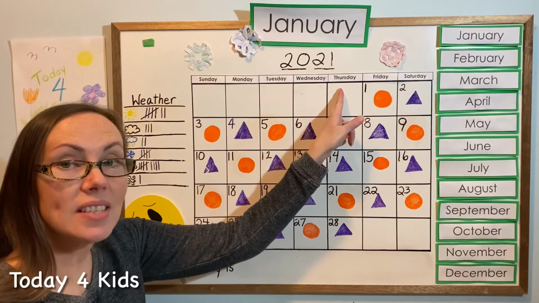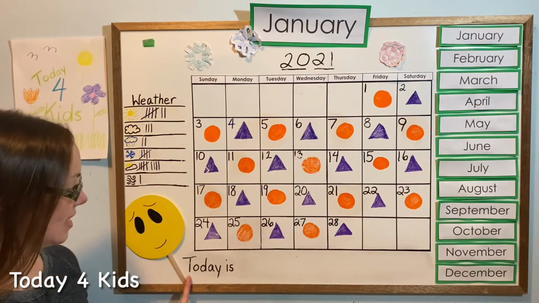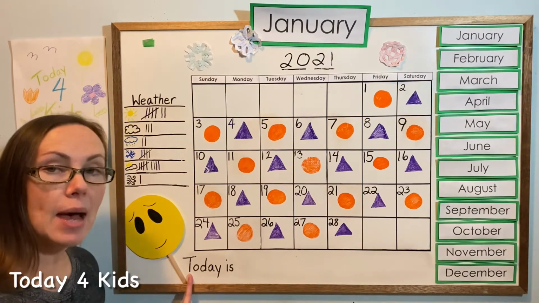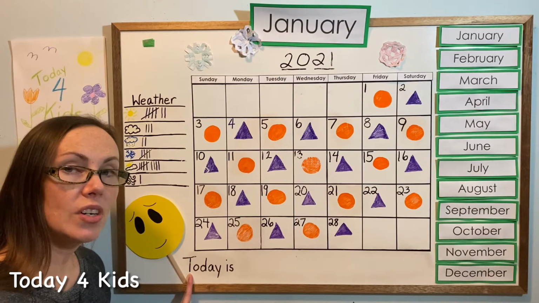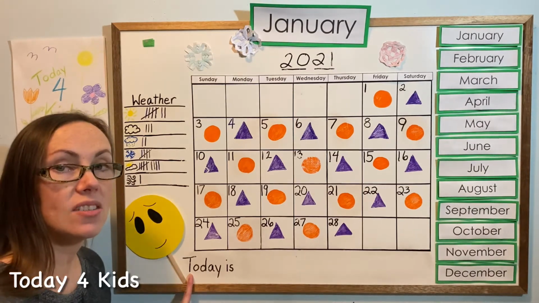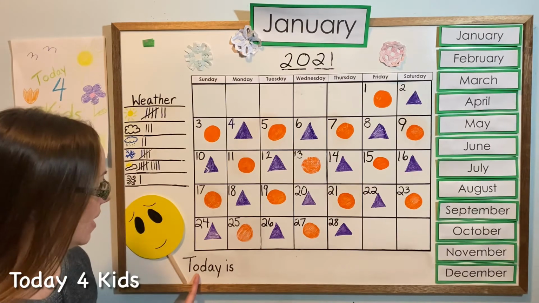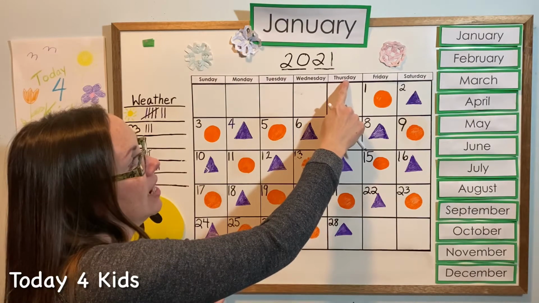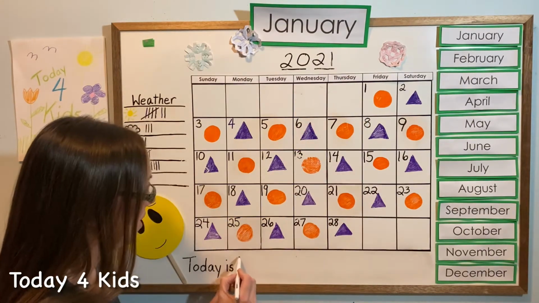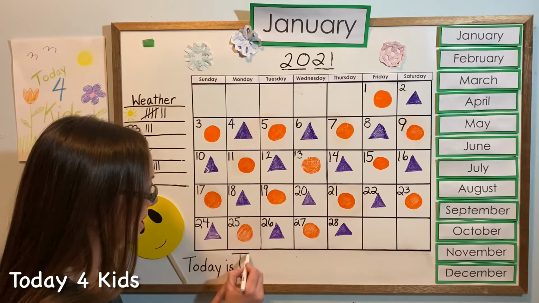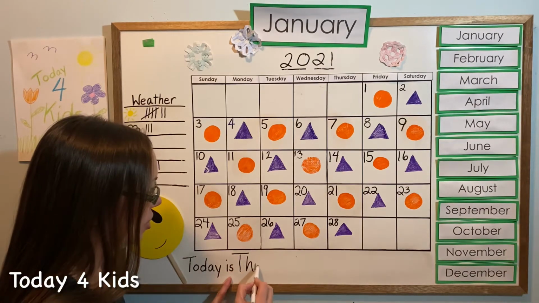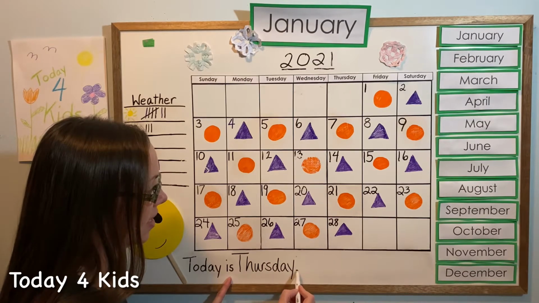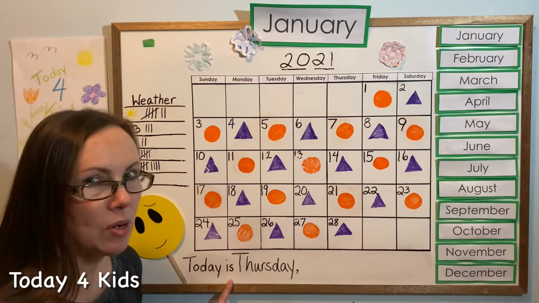Let's put that into our sentence for today, okay? So our sentence begins with 2 words. Today is. And today starts with a capital T because it is the first word in our sentence. The first word in our sentence always starts with a capital letter. So today is Thursday. Thursday. So we'll put a capital T because it's the name of the day. Thursday and a comma.